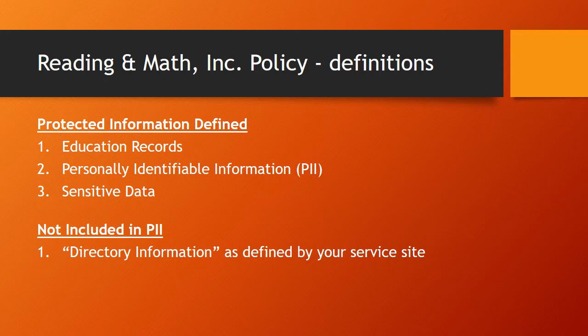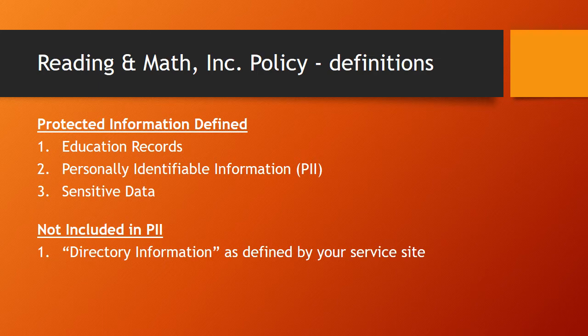The first thing we'd like to call your attention to is the reading and mapping data privacy policy definitions. We have specific definitions in our policy regarding data privacy. This policy was provided to you with your AmeriCorps manual. Please keep this policy handy during this training and while answering the questions associated with this module. Protected information is broken into three categories: education records, personally identifiable information, and sensitive data.